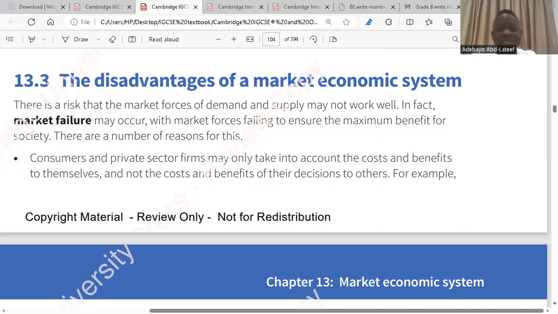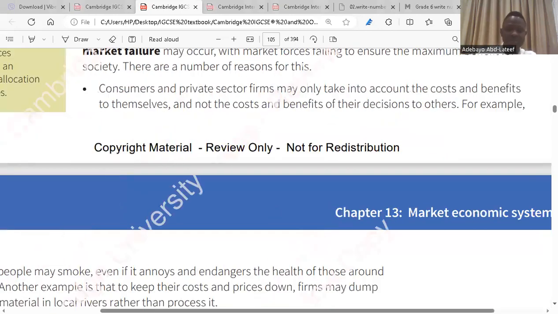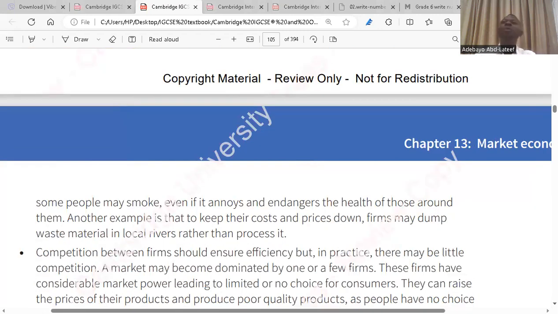Number one, consumers and private sector firms may only take into account the cost and benefits to themselves and not the cost and benefits of their decisions to others. So if firms put into consideration only the cost and benefits to themselves alone, that is, they think more of their private cost and private benefits, it is a market failure because it means they don't care about consumers. Whatever happens, it's their cup of tea. So here we could talk about maybe the cigarette company. They produce cigarettes, they incur their costs, they make money. They don't care if it's good for the health or not. That is what we're talking about here.